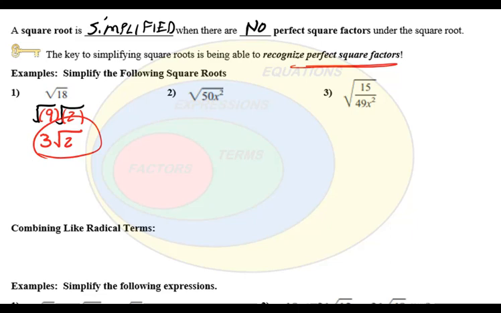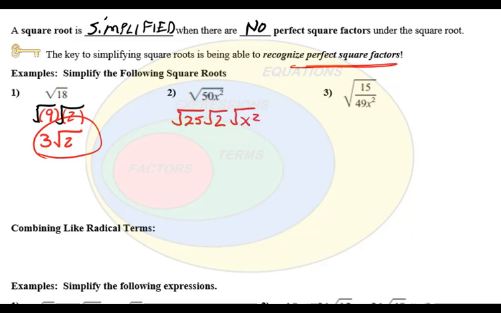So if we look at the next one, the factors are 50 and x squared. So 50, if we try to recognize, has perfect squares. It wouldn't help me if I did the square root of 5 times the square root of 10. Those are factors of 50, but they're not perfect squares. So I only care about perfect square factors. So we could split this up into the square root of 25, that's a perfect square, times the square root of 2. And then x squared is a perfect square by itself.